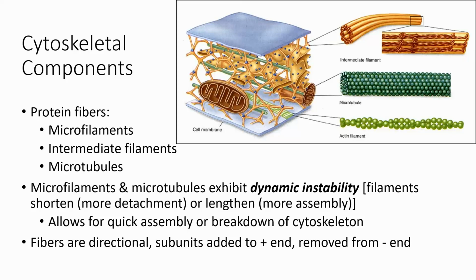So microfilaments and microtubules have this important property called dynamic instability. What happens is they're made up of all of these little subunits, and they can be very quickly broken down or built up again inside of the cell in order to change the cytoskeleton or to even move parts of the cell. Most of these fibers are directional, meaning that they have an end to which you can add subunits and another end where you can remove subunits, but you can't add subunits to both ends.